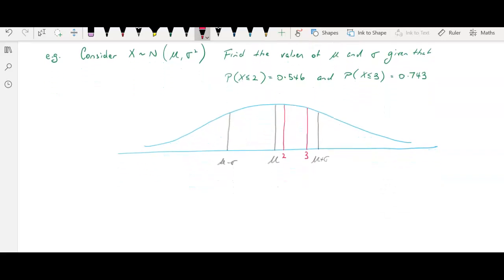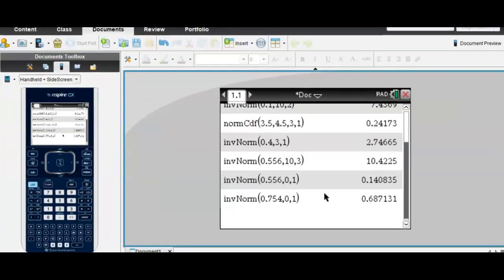Okay, so what are we going to do with those bits of information? Well, just like we did in the previous question, it's this area of 0.546 here that we're going to use, and we're going to find the z-score for each of our values of 2 and 3. So I want to know what z is here, and I want to know what z is for 3. I'm going to get them by finding, for 0.546, what my standardized score for 2 would be. 0.546, so in we go.